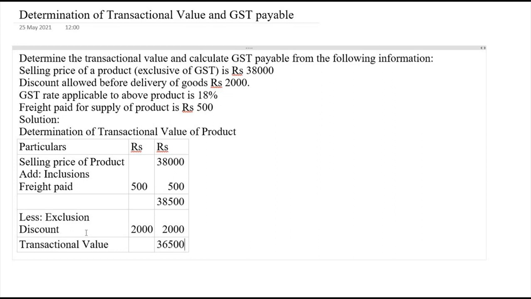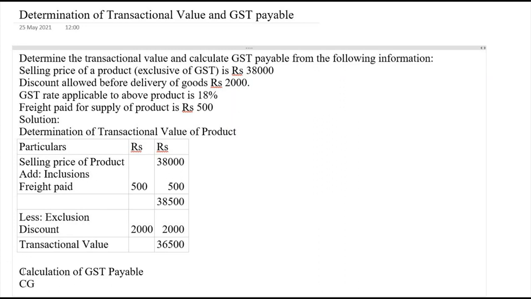36,500. So we have got now the transaction value of 36,500. So next, let's write down here the calculation of GST payable. So here the rate of GST is given as 18%.